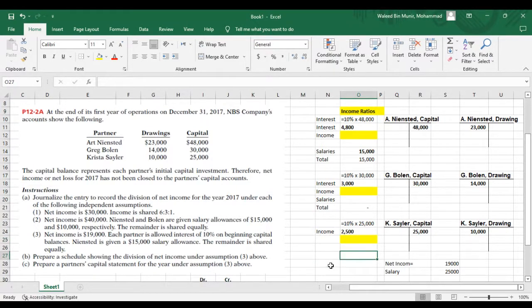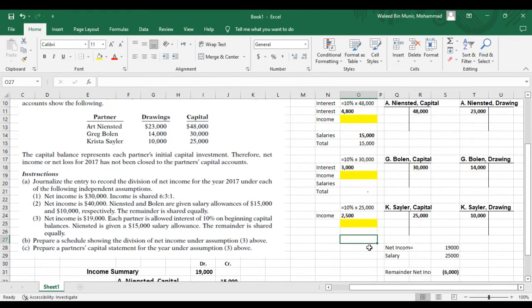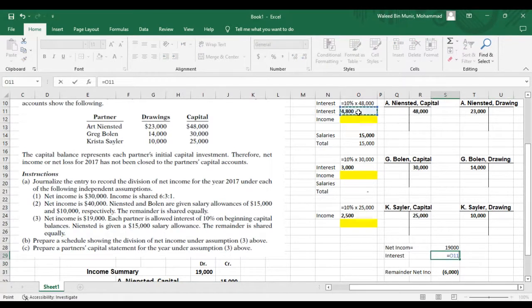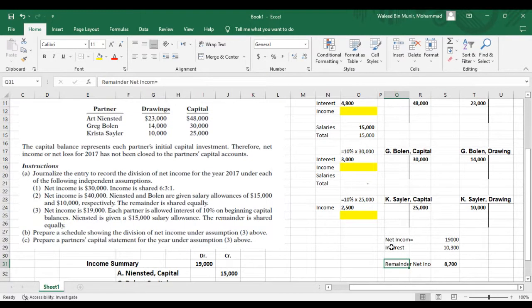Okay. Now, we know the total interest for each of them. We can calculate now, right? Yes, Doctor. What is the total interest? Out of 19,000, the total interest is 4,800 plus 3,000 plus this one, right? So what is the remaining income? Is it clear how we calculated the total interest? Yes, Doctor.